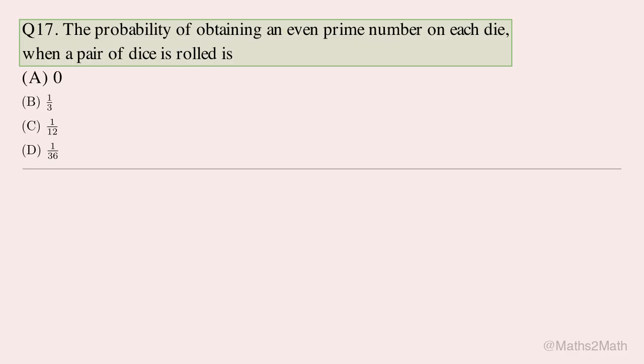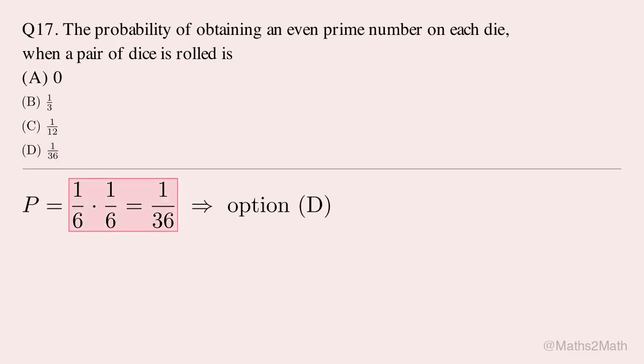Question 17, multiple choice. The only even prime is 2. Both dice must show it. Each die shows 2 with probability 1/6, and the dice are independent, 1/36. Option D.